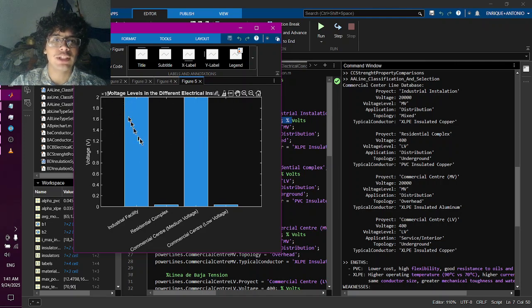So we can see here that the industrial facility and the commercial center both operate at 20,000 volts, whilst the residential complex and the commercial center both operate at just 400 volts, which is a huge difference. But we aren't even nearing the high voltage applications. This is still considered medium voltage.